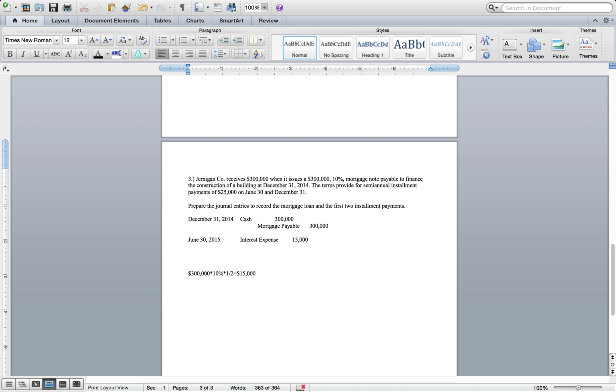Now remember, it said the payments will be for $25,000. So $15,000 has to go to interest, so the remainder, you're going to debit mortgage payable to decrease that by the remaining $10,000. And because, like I said, the payment was for $25,000, you want to credit cash for the full amount, $25,000, to decrease cash.